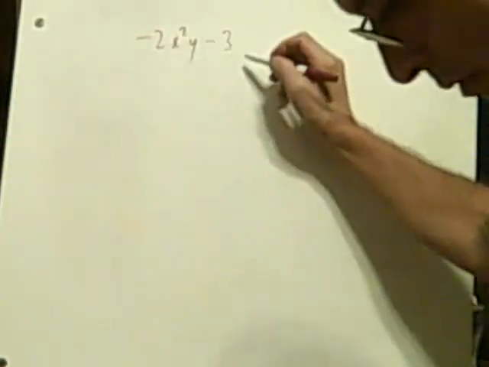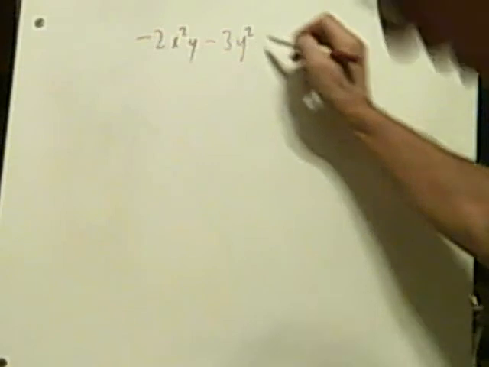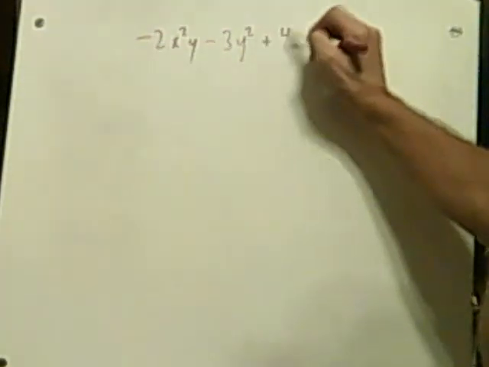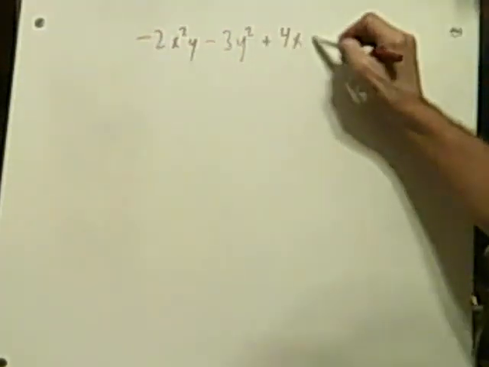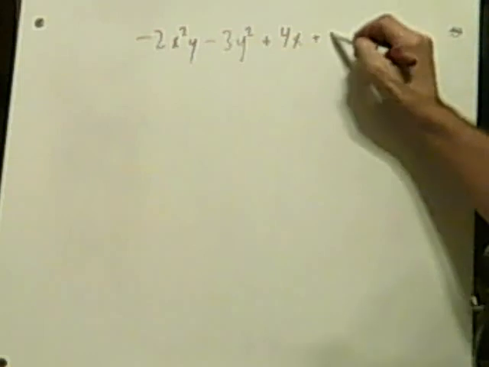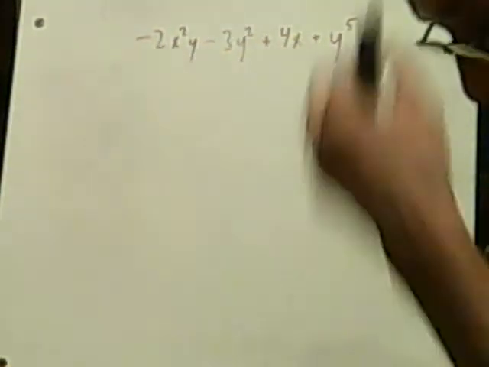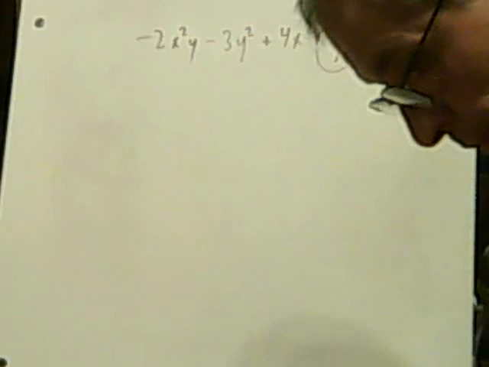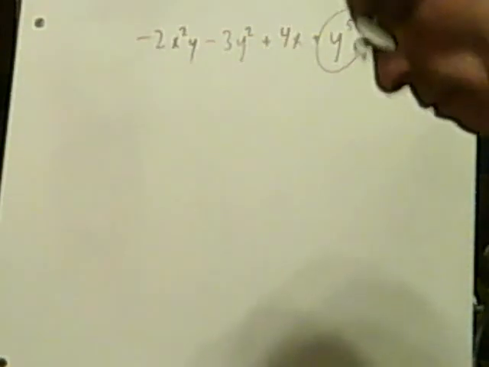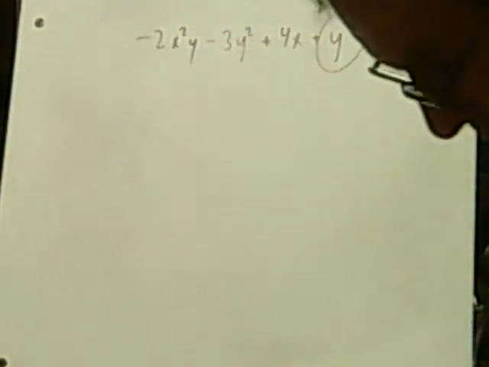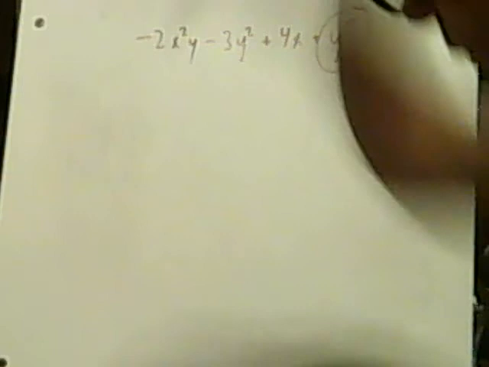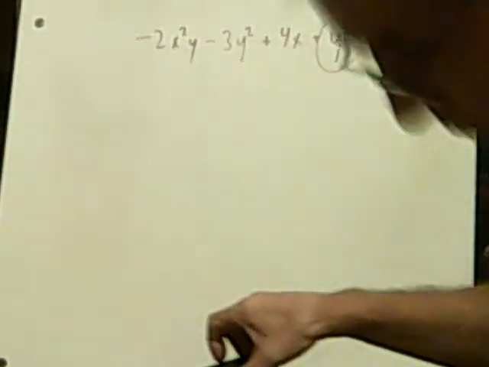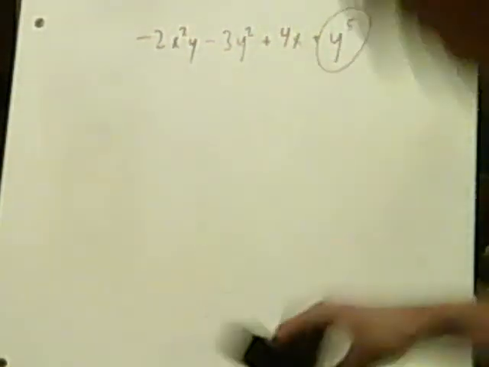The next one is negative 2x squared y minus 3y squared plus 4x plus y to the 5th. The term with the highest order is y to the 5th, and the degree is 5. I have a habit of calling that order. I keep finding myself saying it over and over again. They're calling that degree in this chapter, but it's the same thing. That's the 5th degree.